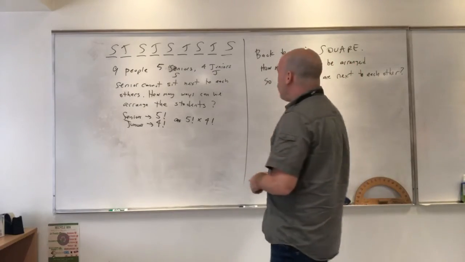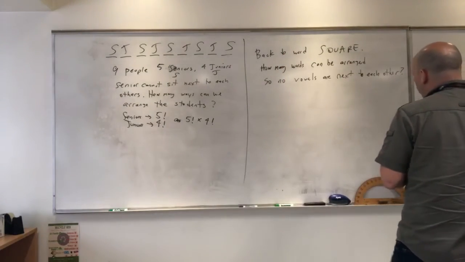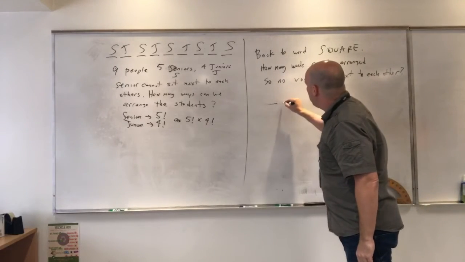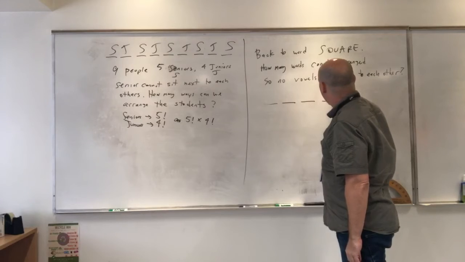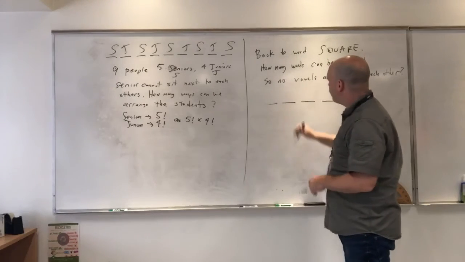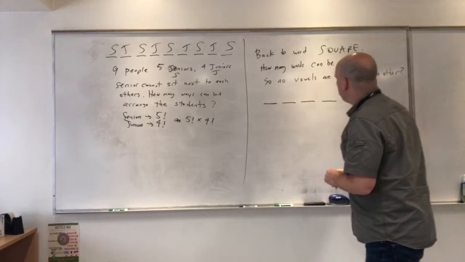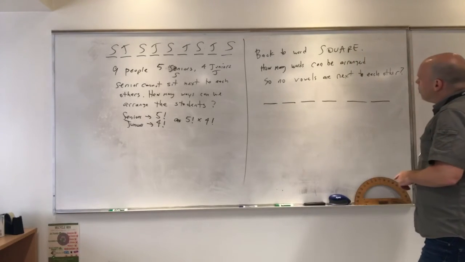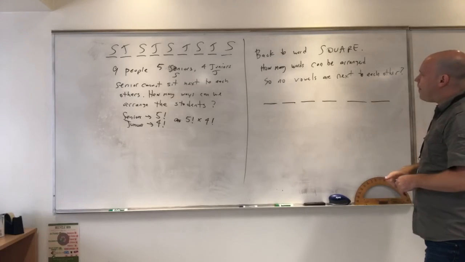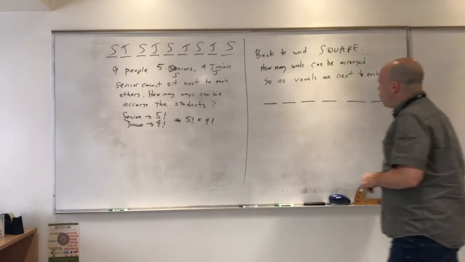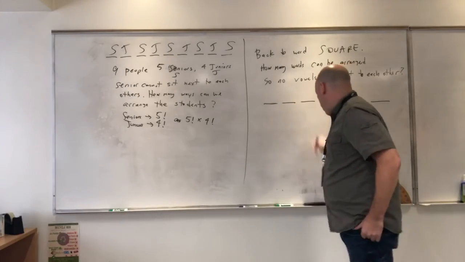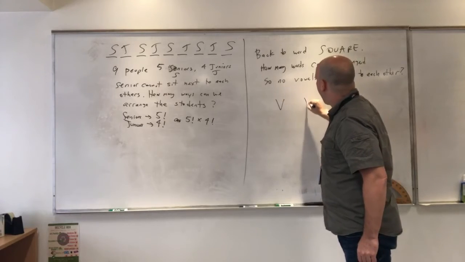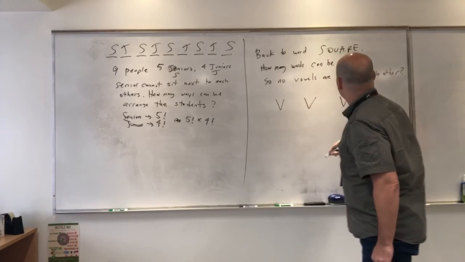Okay, welcome back. So, well, I know that I have 6 letters, right? So I know it's gonna be 1, 2, 3, 4, 5, and 6. The vowels can't be next to each other, right? So I have, well, you know what? I'm not gonna do spaces, sorry about that. I know I have vowel, vowel, vowel, right?